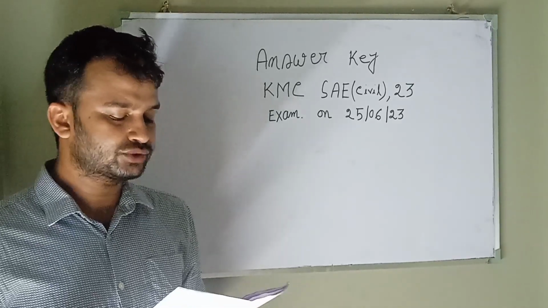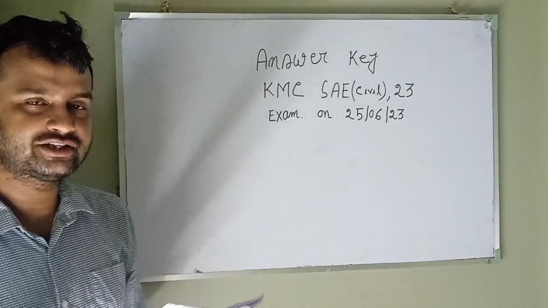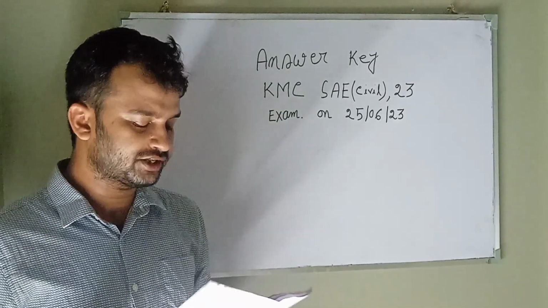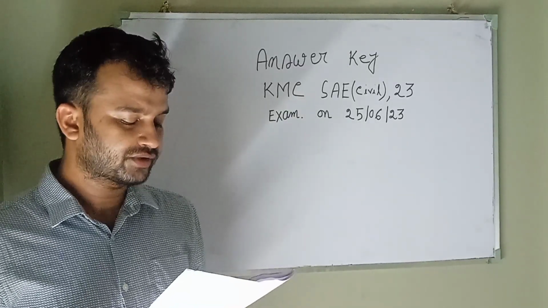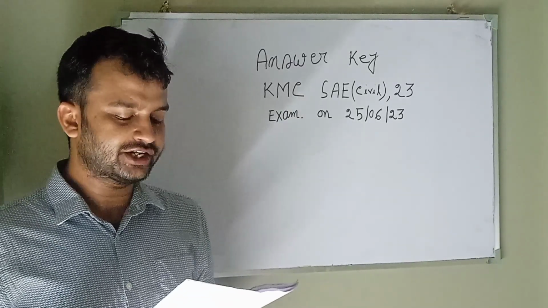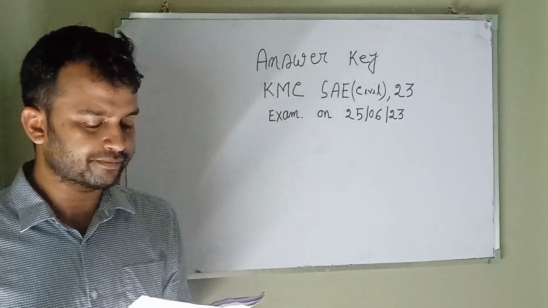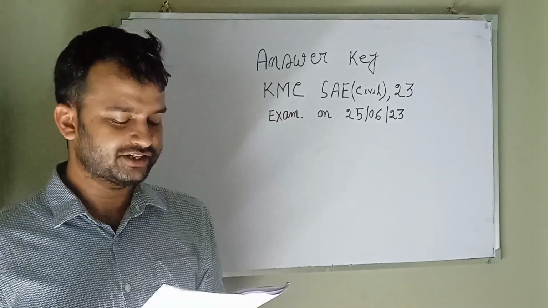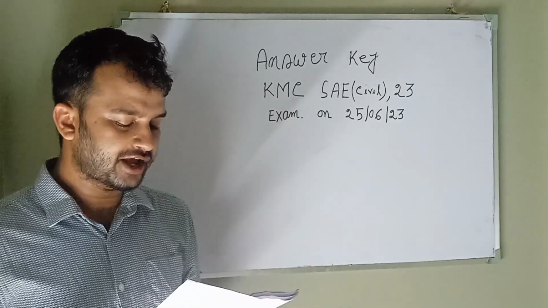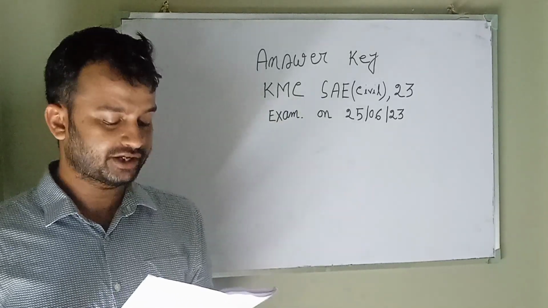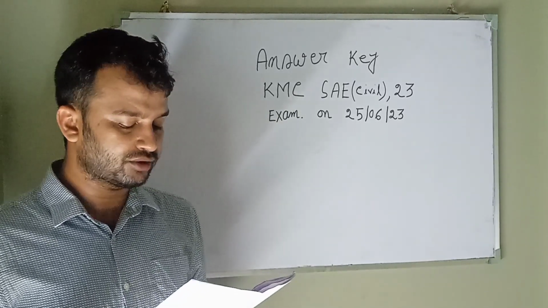Next question number 33. This is a very simple question. I hope everyone has got the correct answer. In septic tank, the decomposition of organic matter is done by, the correct answer is option C, anaerobic bacteria. So the correct answer is option C, anaerobic bacteria.